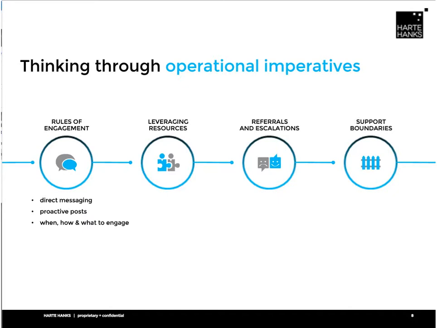Point 3, referrals and escalations. There are going to be things that come to you via social which are not going to be things that you want to handle via social, and you may not want to handle in customer support. As an example, if someone has a safety issue, that's going to be more handled through a public relations group or a legal group than it is customer support.